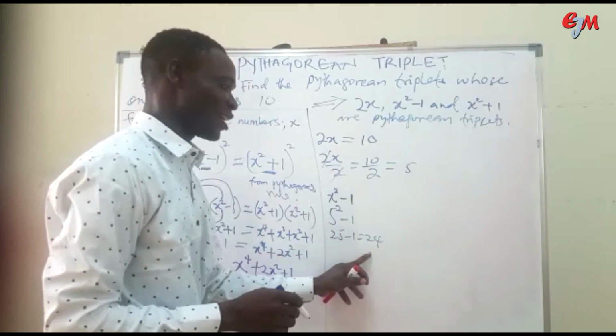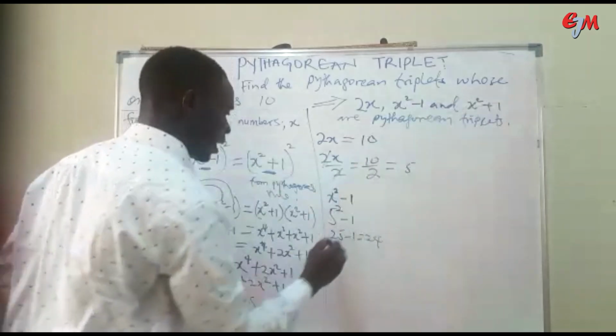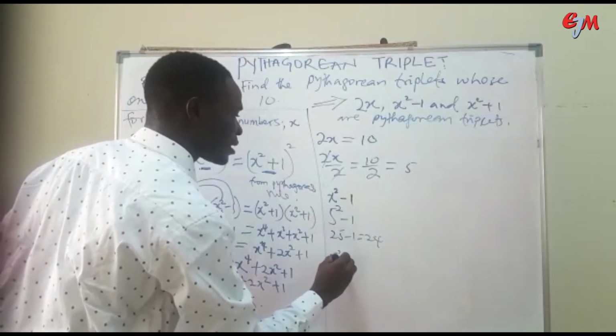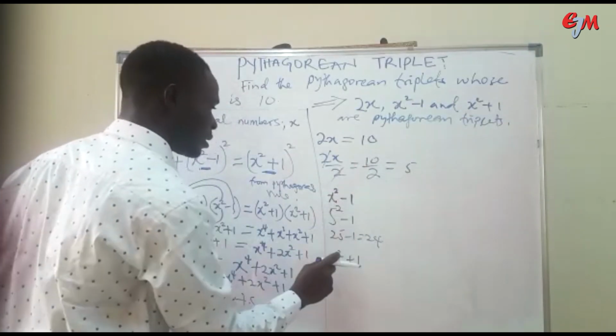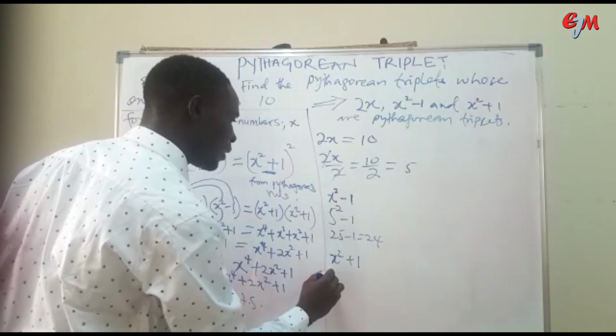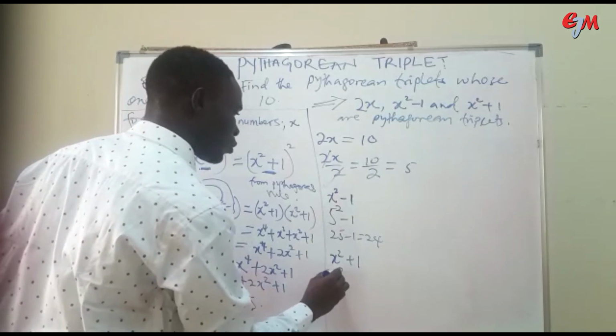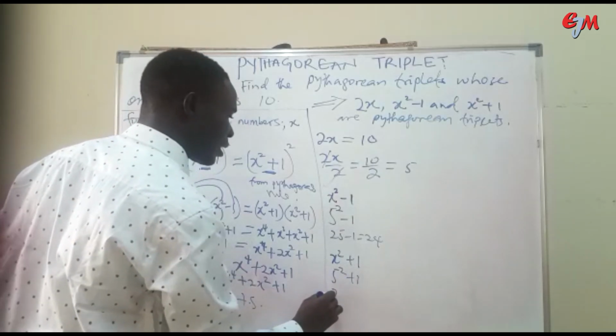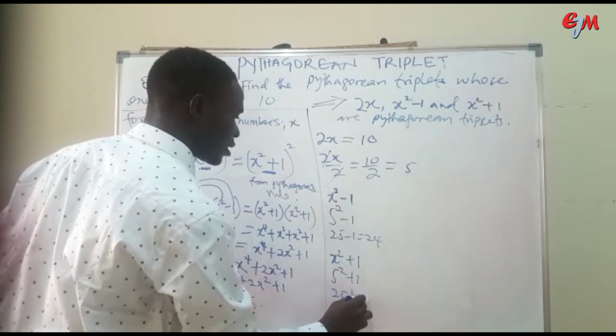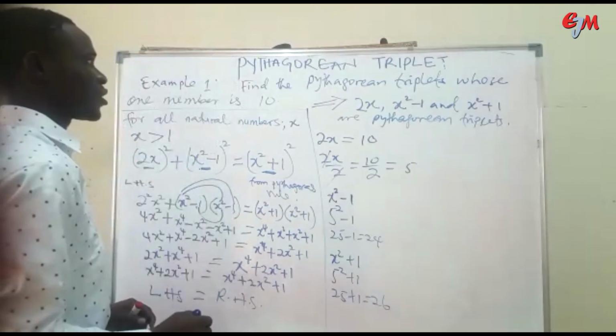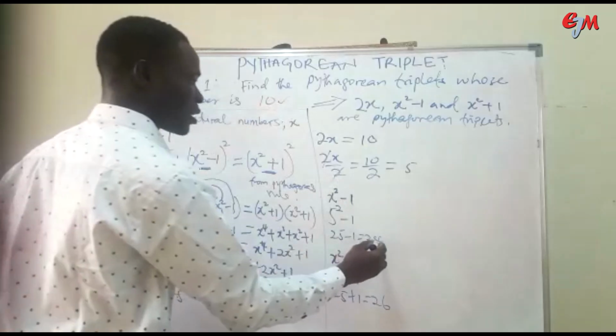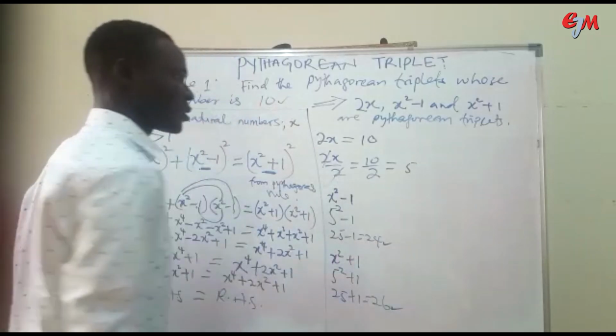Are you following it now? Alright, how do you get the third one? So you have x squared plus 1, where x is 5. So that you have 5 squared plus 1. So 5 squared is 25, plus 1 is equal to what? 26. Can you now see? One member is this, second member is this, and third member is this.